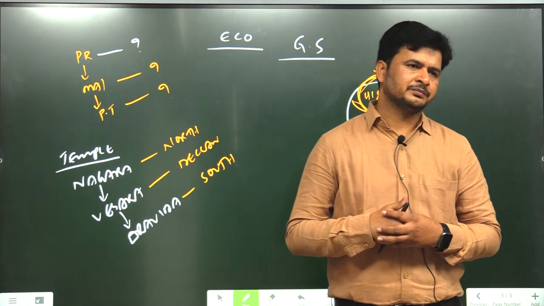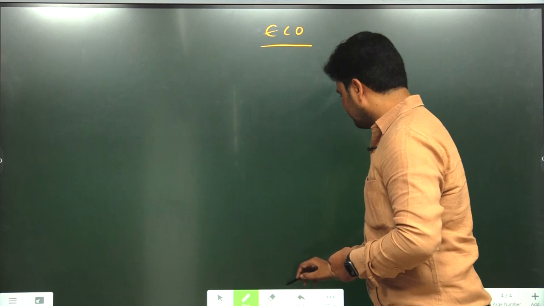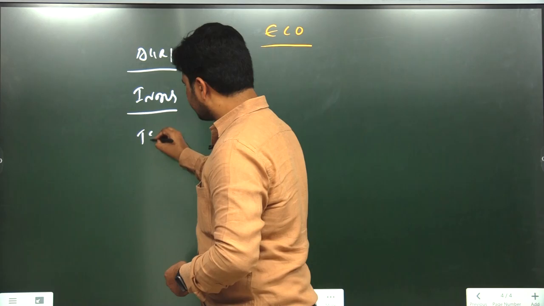So, fine. As I was telling, then how about economy, right? When it comes to economy, we have 3 components, that is agriculture, followed by industries, and finally trade and commerce.